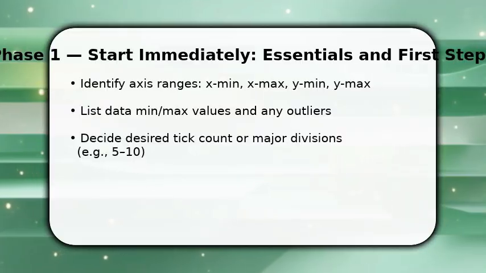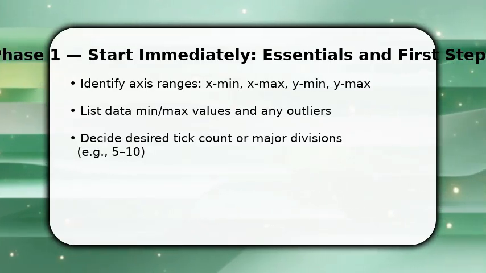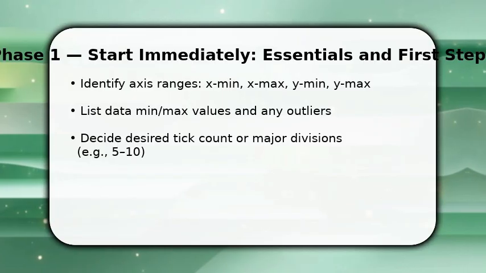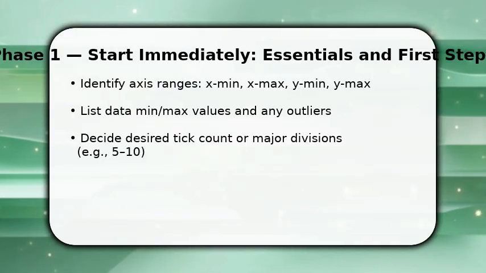You start by collecting the exact data range and the axis spans. This matters because scale depends on both. Once done, note data minimum and maximum and mark any outliers so they don't skew the scale. Next, choose how many major ticks you want. 5 to 10 is common, because tick count balances readability versus precision.